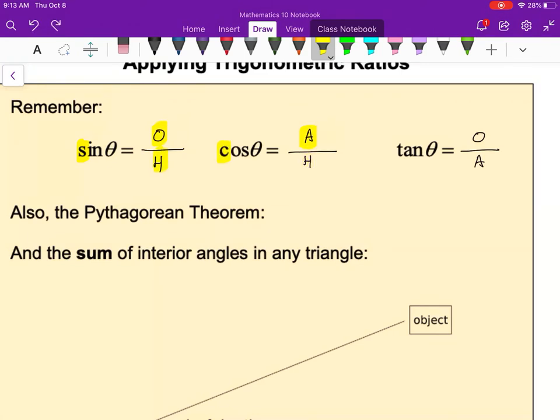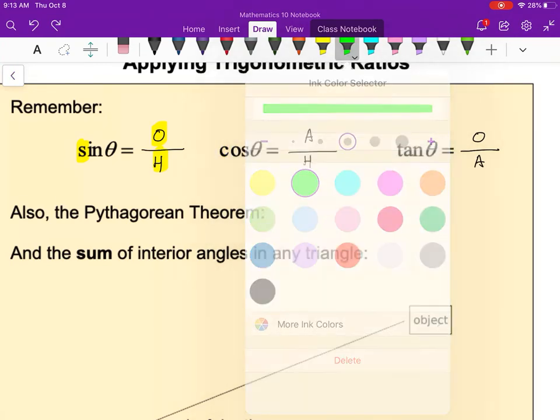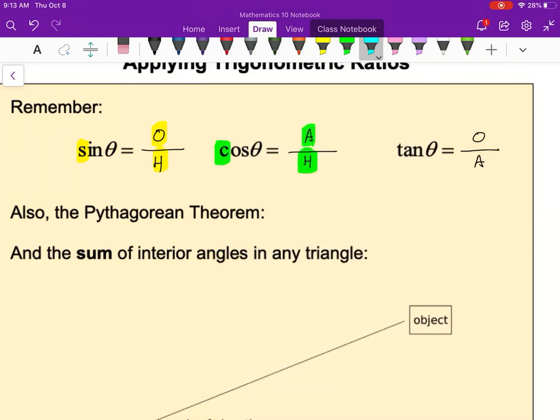I'll make these more colorful because that really matters. SOH, CAH, TOA. It's funny that people remember that, because it doesn't actually make any sense, but it kind of works. And since these are ratios, they're fractions, the order you divide matters. So you have to remember sine is opposite over hypotenuse, not hypotenuse over opposite.